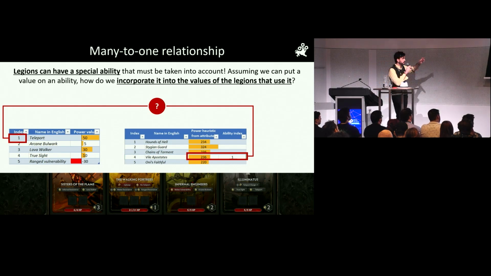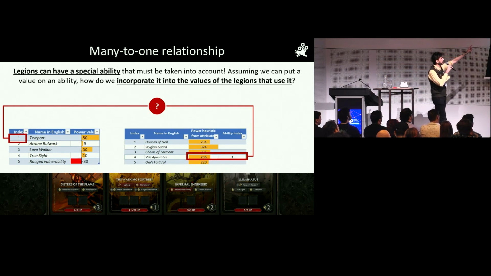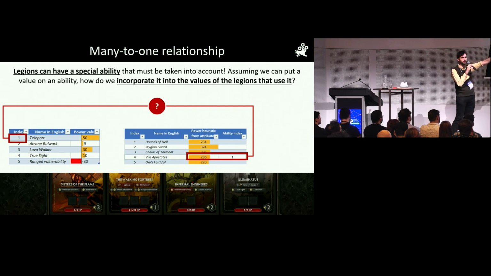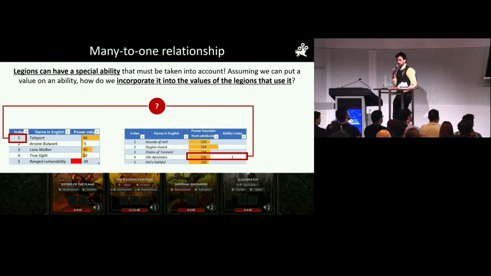So we can create a little table where, by hand, I'm going to assign a value to each of these powers, but I now need to associate in some manner that power to the legion, right? I can say, oh, this legion here has power number 1, but how do I take that 50 and bring it into that power heuristic? Any suggestions? Yes, mister.